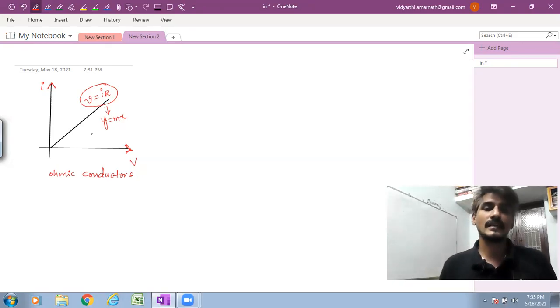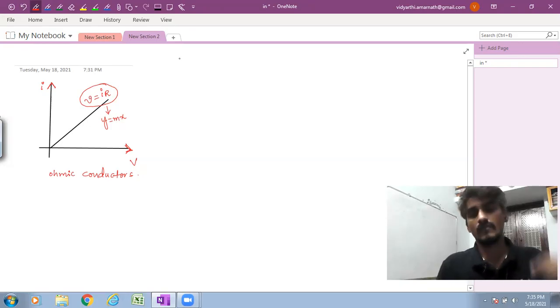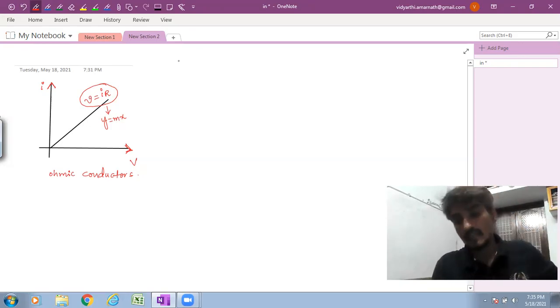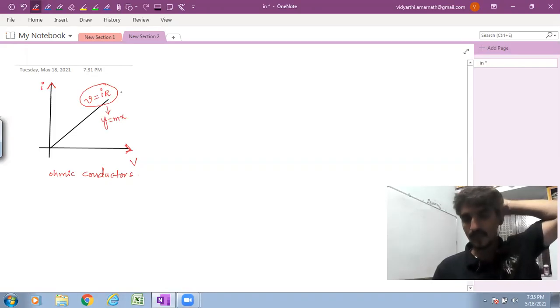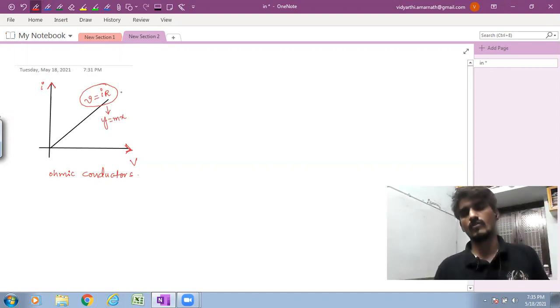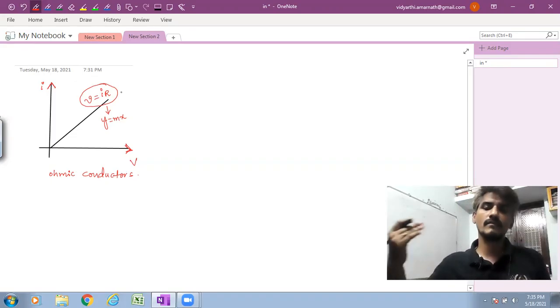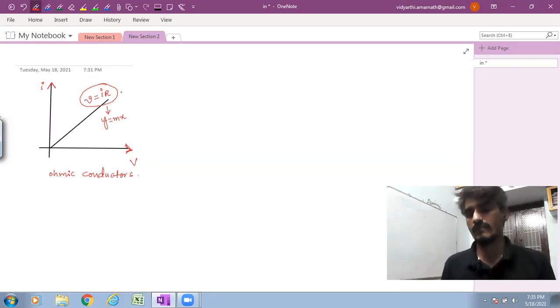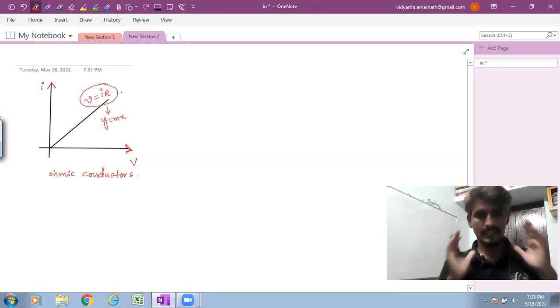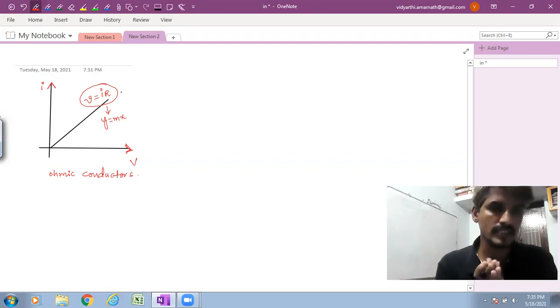There are certain other conductors which are called non-ohmic conductors. Let us consider semiconductors. These are non-ohmic conductors. These do not obey Ohm's law. And the gaseous conductors also do not obey Ohm's law. When we discuss semiconductors, we will discuss it in detail, and you can understand that very easily. But until then, just keep concentrating on this one.